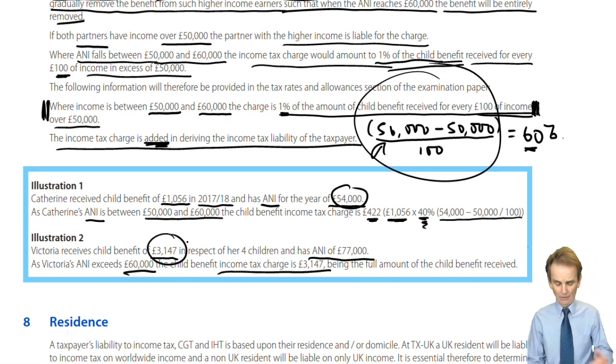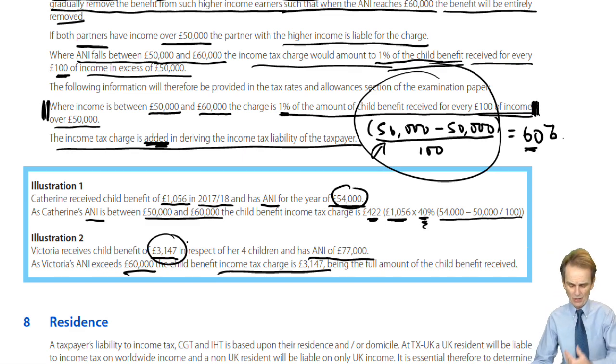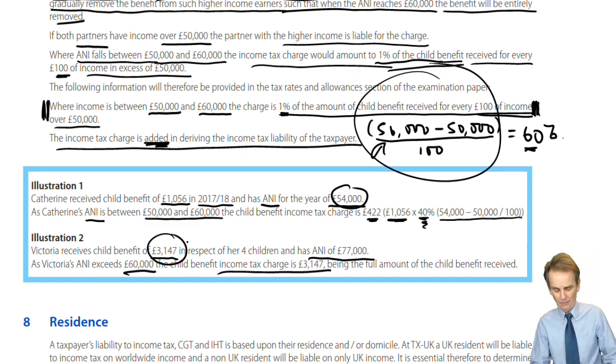So here, was it Victoria? Victoria received from the government a benefit of child benefit of £3,147 in the tax year, and that is now taken back by HMRC in the form of the child benefit income tax charge.